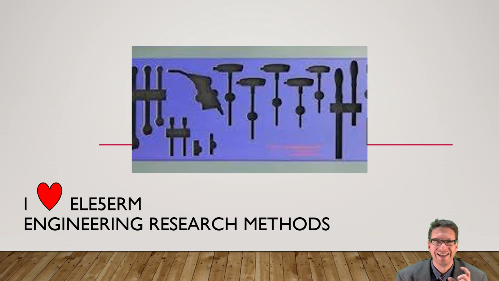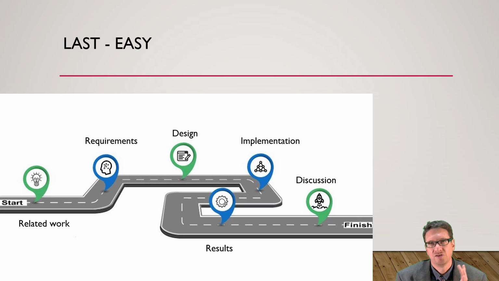This video is about the last paragraph of introduction. Now, the last paragraph of the introduction is the easiest paragraph to write in a paper because it just tells you what the structure of the paper is going to be. Absolutely dead easy. If your engineering paper is a typical paper, might have a requirements, design, implementation, results, discussion section. Bang, bang, bang, bang, bang. That's what the paragraph tells you.